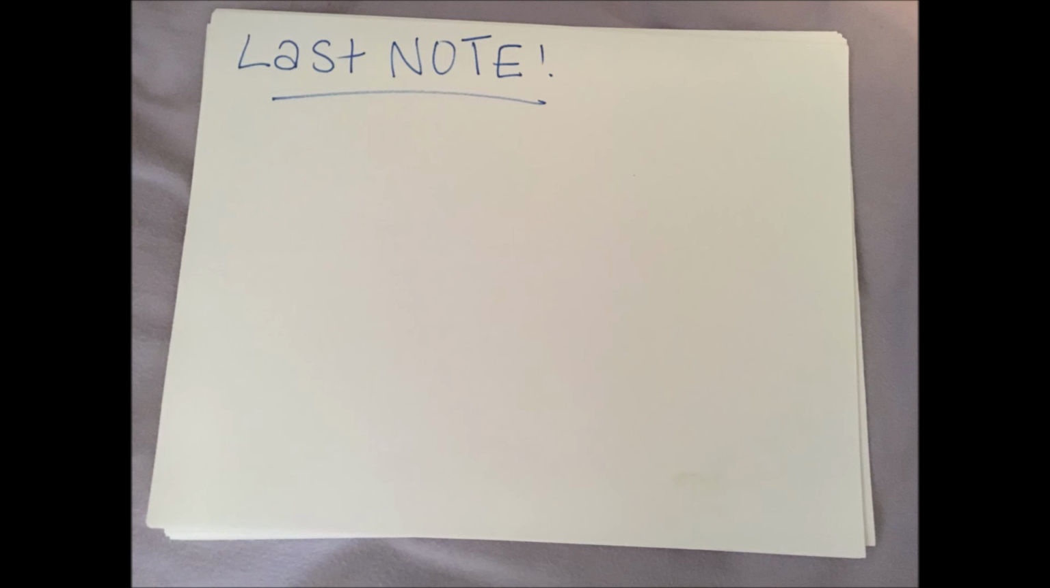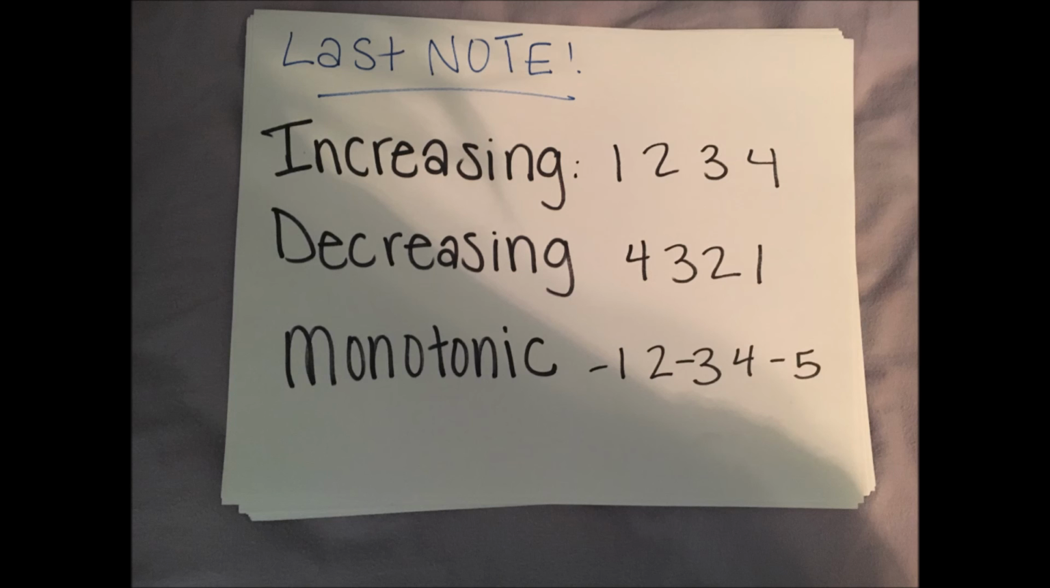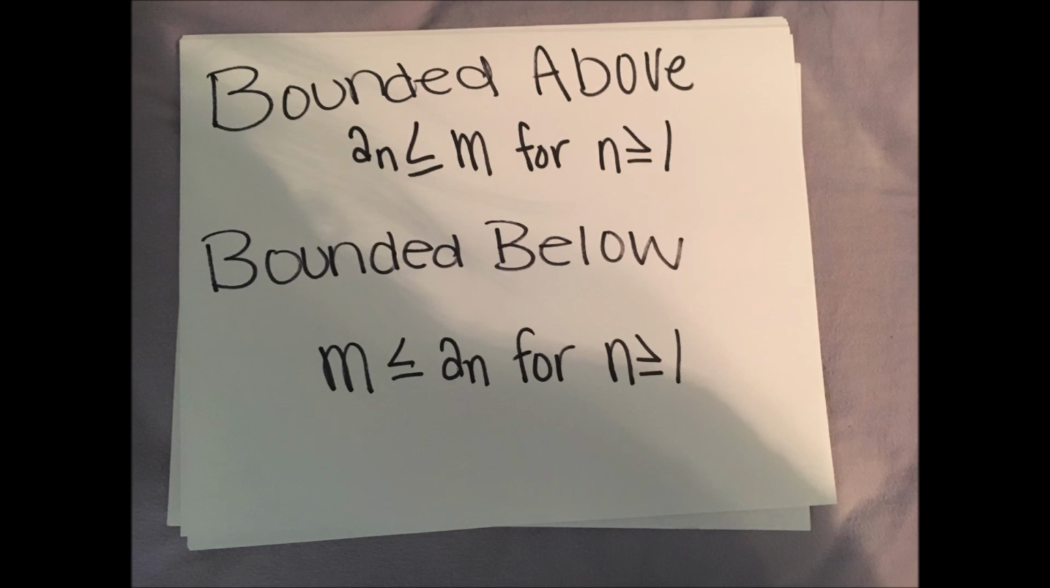Okay, one last quick concept note before I leave. You may be asked if a sequence is increasing, decreasing, or monotonic. It's pretty self-explanatory for increasing or decreasing, but monotonic means that it's neither increasing nor decreasing. It kind of just goes all over the place. Another thing is bounding, so bounded above. That is when a sub n is less than or equal to M for all n greater than or equal to 1. And bounded below is just the opposite. The sequence is bounded if it is bounded above and below.